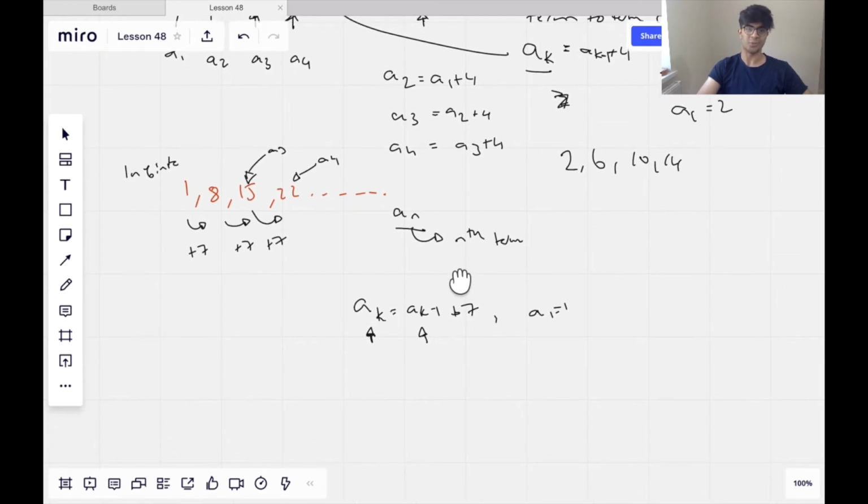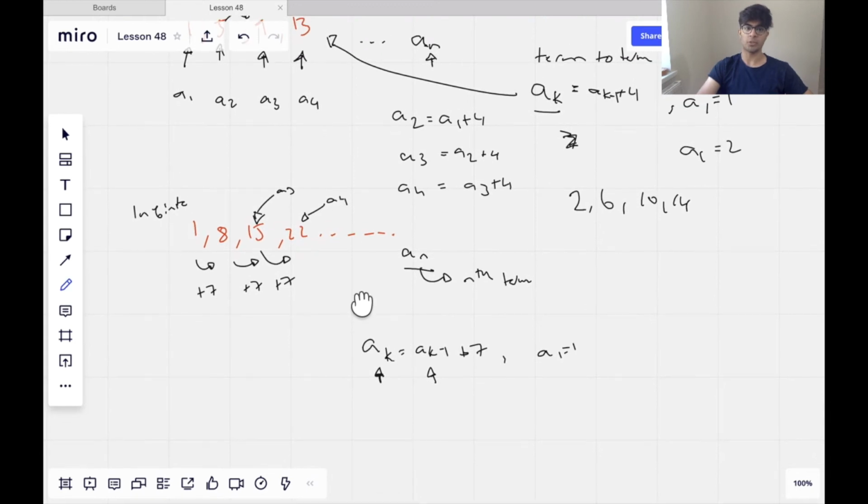Sorry, a term to term rule. The next thing we're going to talk about is a position to term rule. And that's kind of saying we know what the position of this is. So I say this is the fourth term, right?